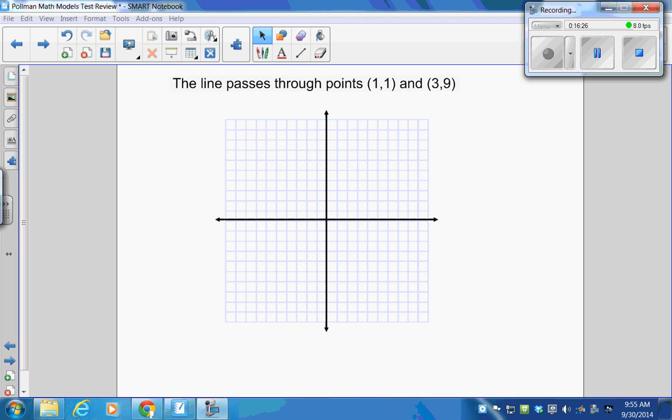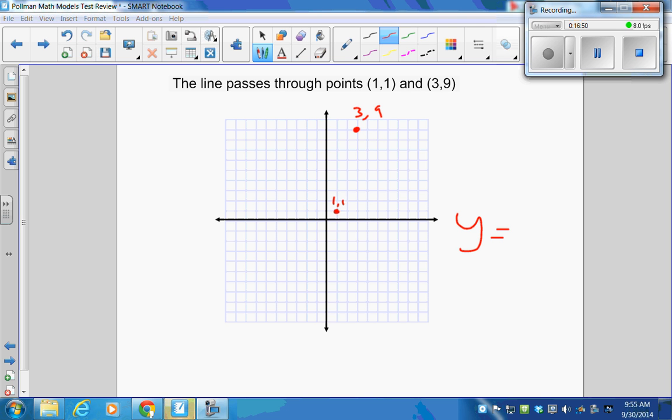This is the last equation that you have to make. So you are given 2 points. And I know we did this on our review and for homework. But your 2 points you have to do are 1, 1, so over 1, up 1. This is 1, 1. And then over 3, up 9. Okay. Please write an equation based on those 2.